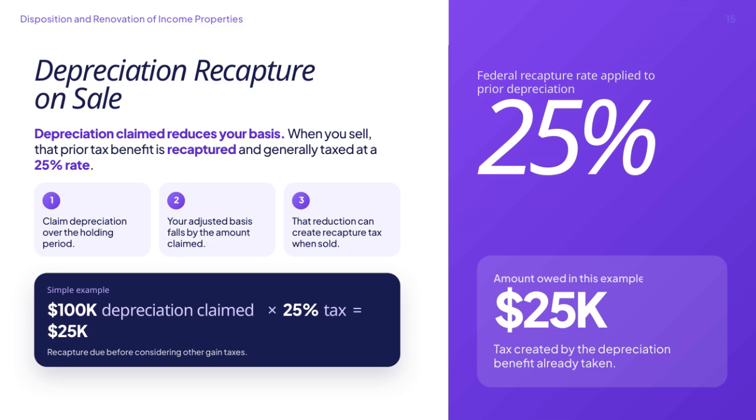To put it simply, imagine you claimed $100,000 of depreciation. That $100,000 is then taxed at 25%, resulting in a recapture tax of $25,000. This amount is owed before you even consider any other capital gains taxes you might owe from the sale. So, depreciation recapture represents the tax created by the earlier depreciation deductions you took, and it's a key factor to plan for in property disposition and renovation strategies.